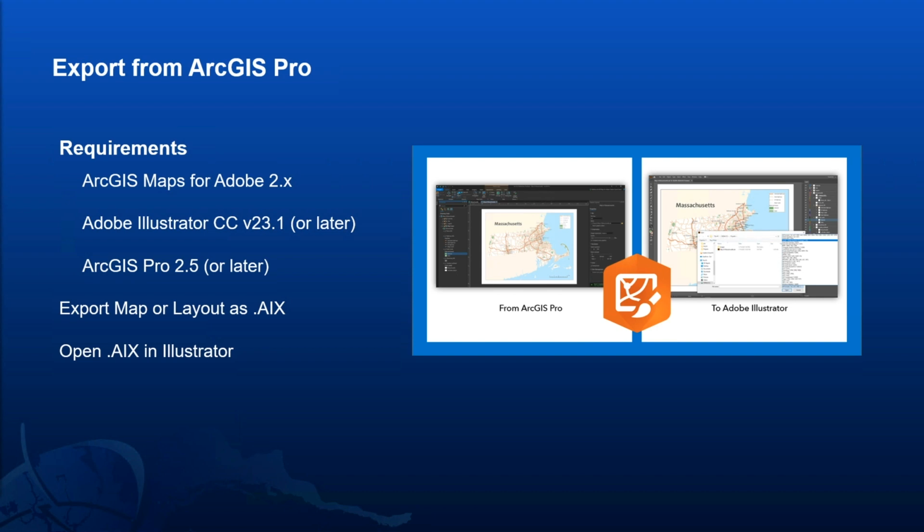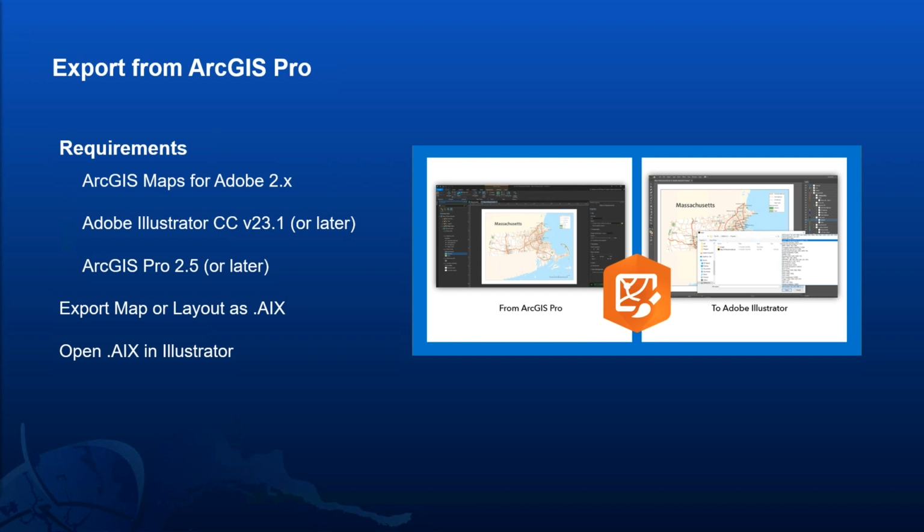So new to ArcGIS Pro, we have a new export file type called the AIX file type, the Adobe Illustrator Exchange file type. And this allows you to bring in your ArcGIS Pro files from Pro into Illustrator as organized files.